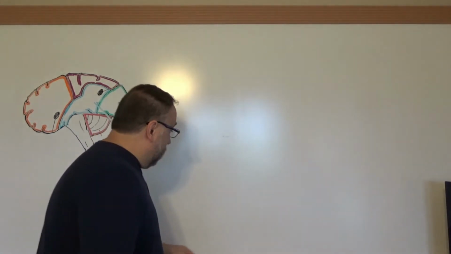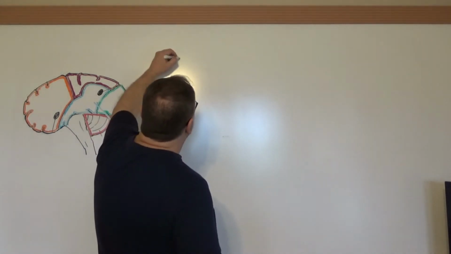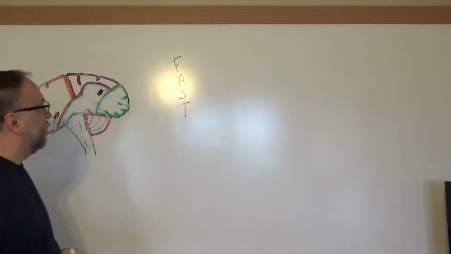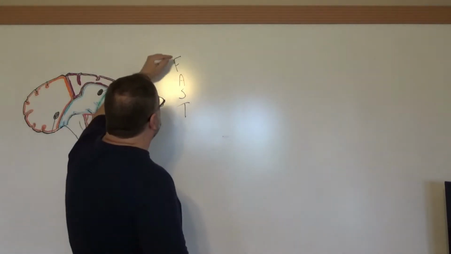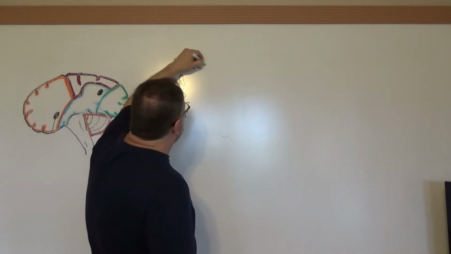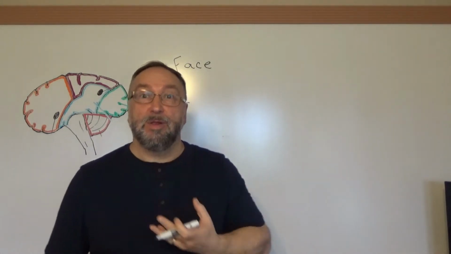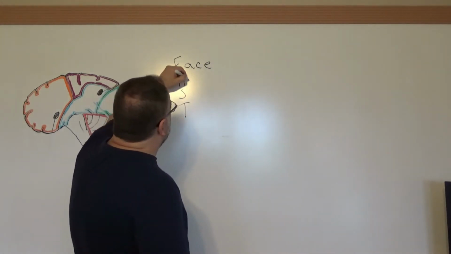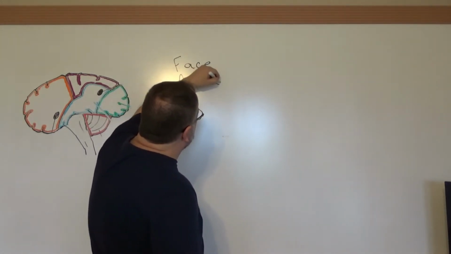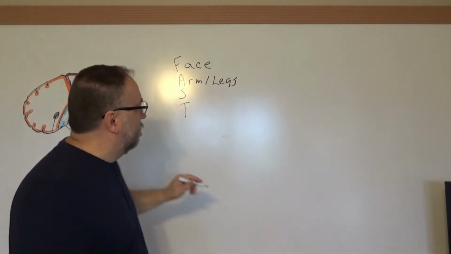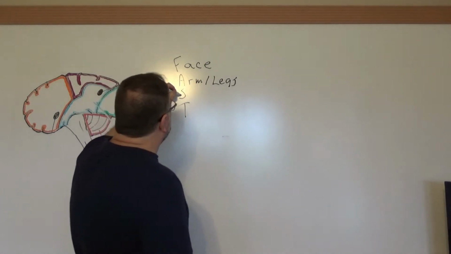Okay, there's a couple of acronyms here that you can use for your initial quick assessment of the patient. And one of them is FAST. F-A-S-T. By the way, speed is the name of the game when you're taking care of these people. F is the face. Are their facial features symmetrical? You can have them smile for you too and see if the movement is symmetrical. A is arms and legs. Can they move their arms and legs?